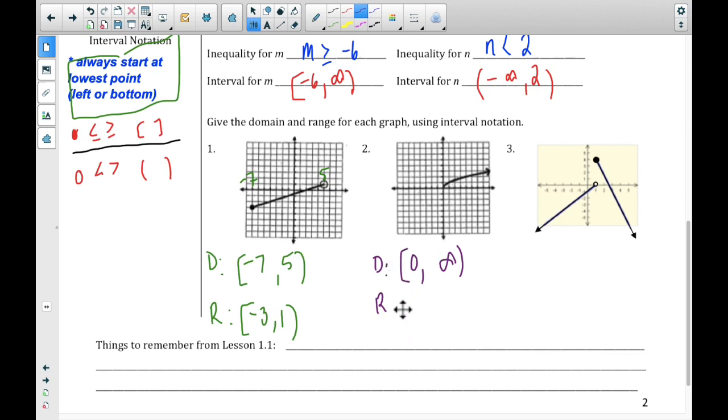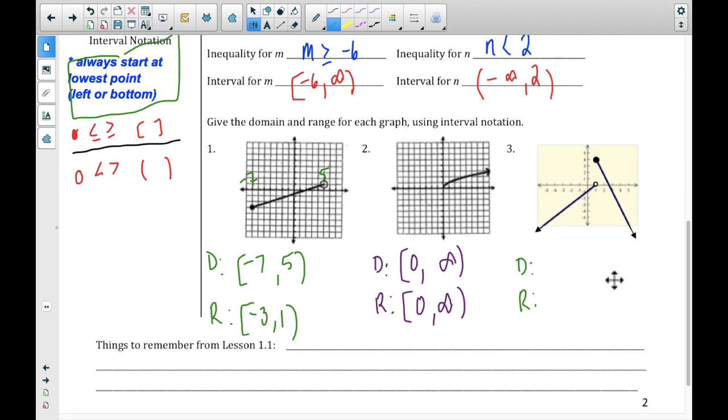The range is my y values. The lowest point it gets to is 0. The highest point, this is going to keep going a little bit up all the way. So it is also going to positive infinity. Never gets to infinity because infinity is impossible to get to, but it does touch that 0. We talked about that.